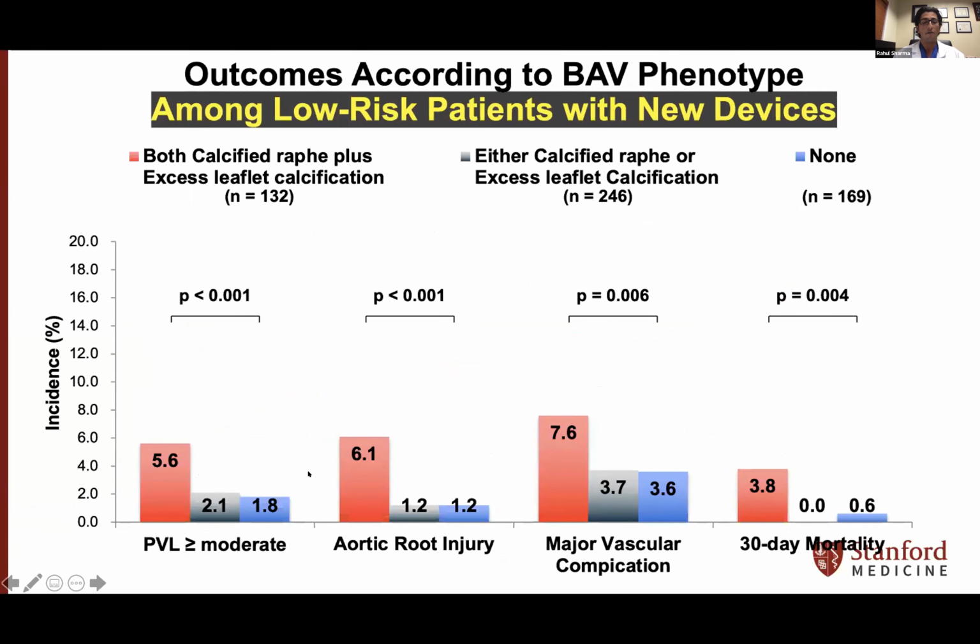When you looked at other outcomes, PVL, aortic root injury, major vascular complications, and 30-day mortality, once again, the highest risk was in that group who had a calcified RAFE and additional excess leaflet calcification. And interestingly, very little difference between a group that had either calcified RAFE or excess leaflet calcification and those that had none, meaning the combination of the risk factors was really the significant issue.